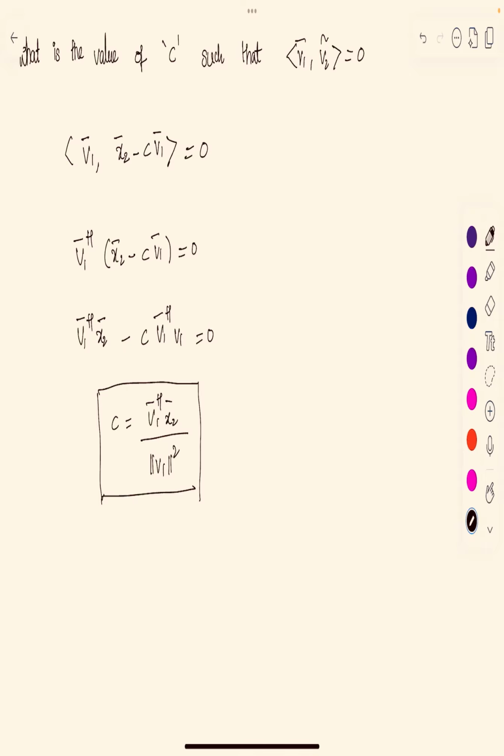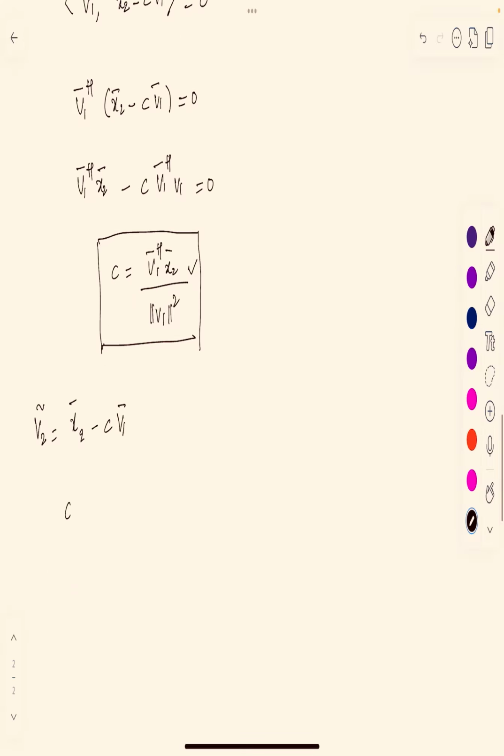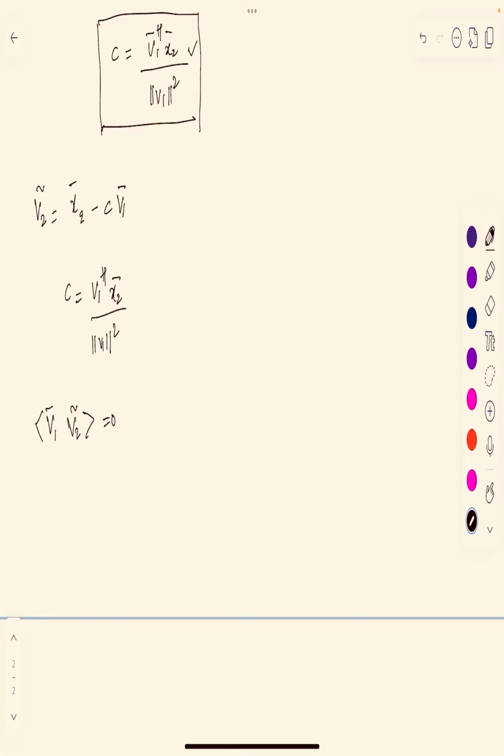So if I plug in the c value, meaning if I define V2 tilde as x2 bar minus c times V1 bar, where c is V1 Hermitian x2 bar by the norm of V1 squared, then the inner product of V1 bar and V2 tilde will be equal to 0. So orthogonality is satisfied, but remember V2 tilde is still not normalized.